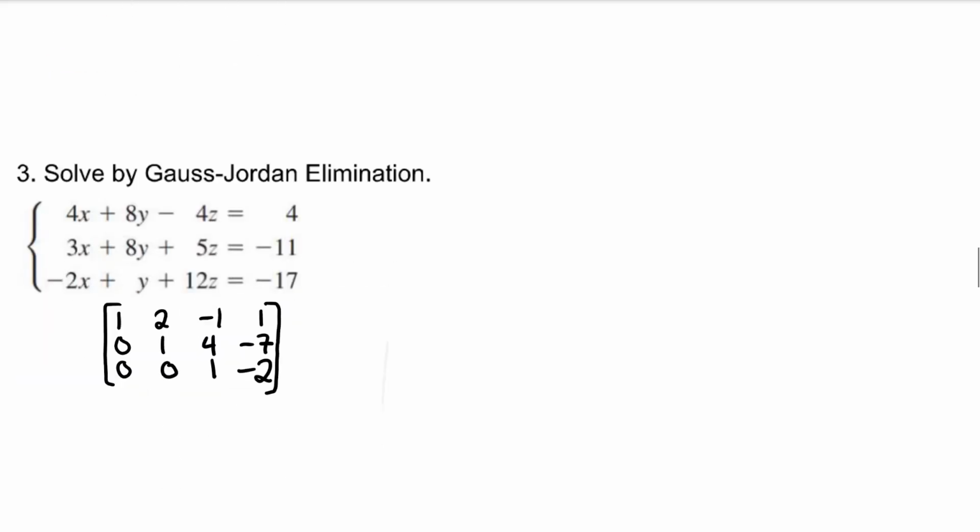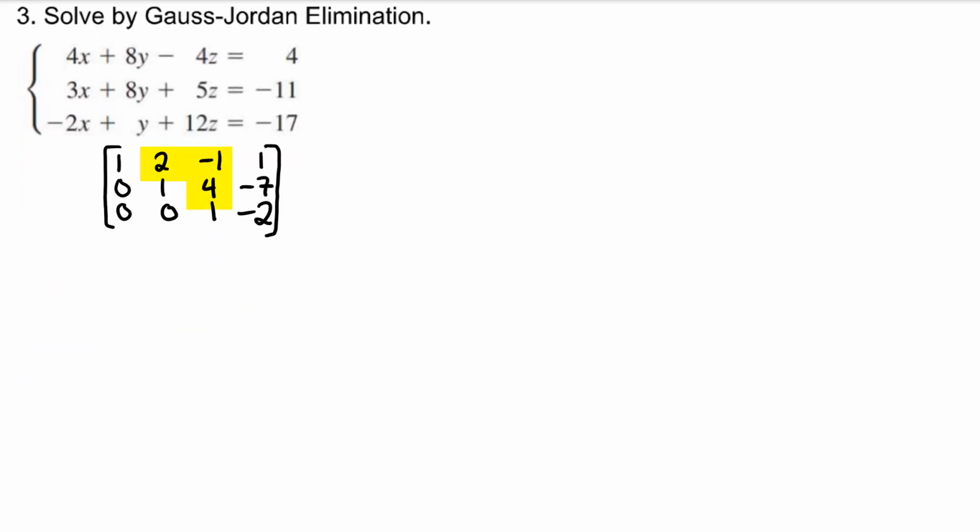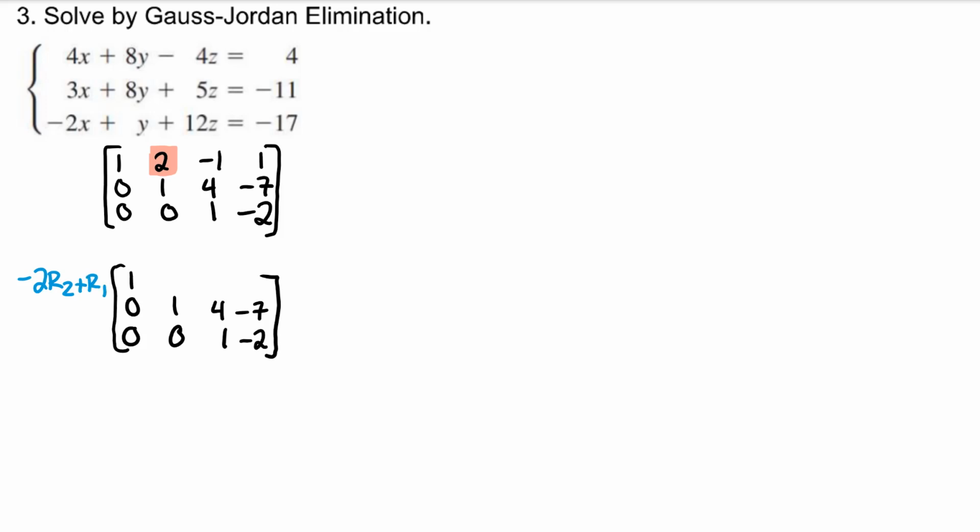The way we turn entries into zeros is by using the row with the leading 1. So to turn this 2 into a 0, we're going to use row 2 and create a new row 1. The second and third rows remain the same. -2 times row 2 plus row 1 will give you a 0 as your entry in the first row, second column.